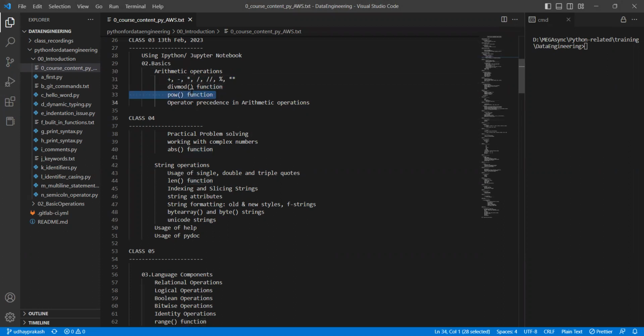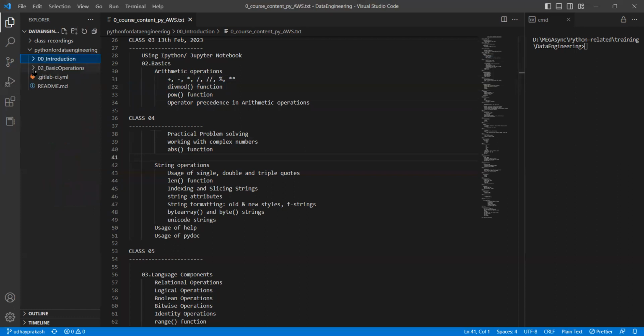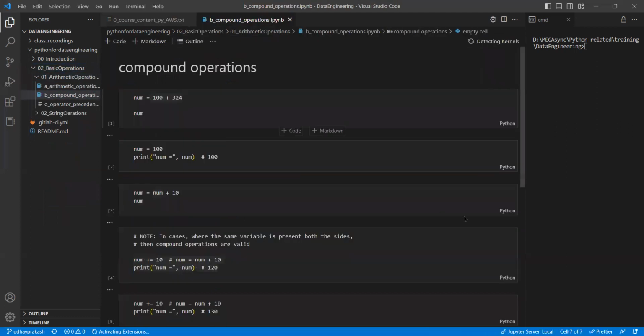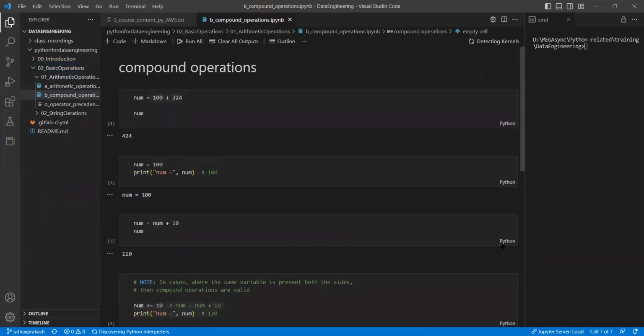Similarly, there is a power built-in function and the divmod function also. We also learned about operator precedence briefly. We will go over it again practically. So we will solve some practical problems and work on the remaining things today. For working, we have created Jupyter notebooks. We have worked on Jupyter notebooks in different ways.